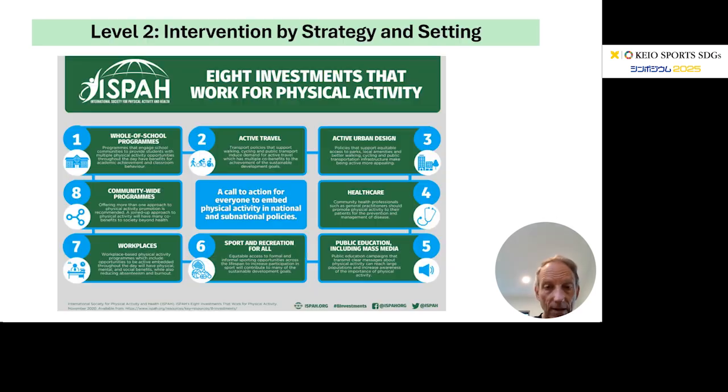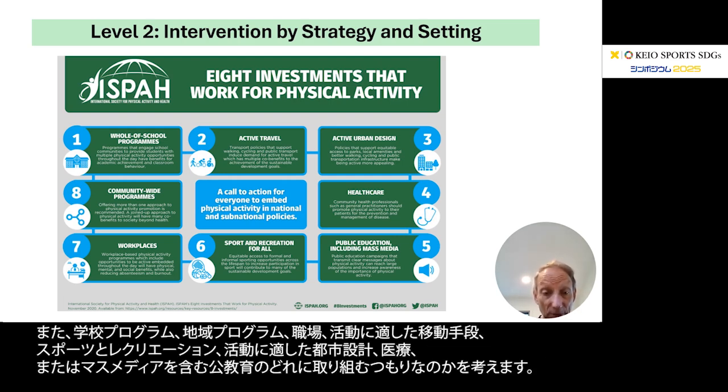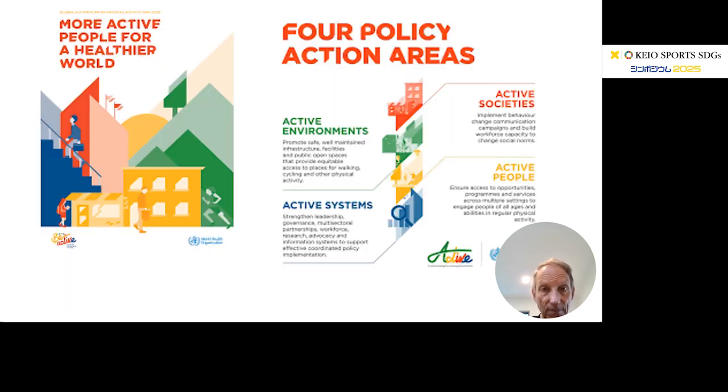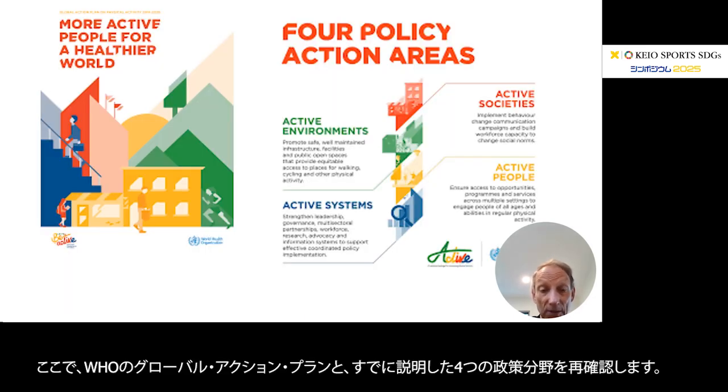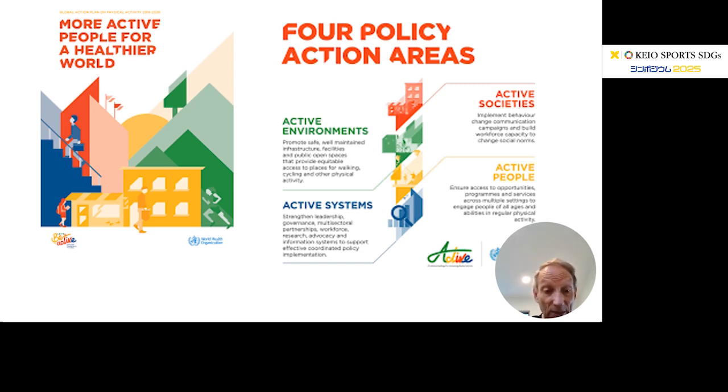We then look at the 8 best investments for physical activity, and think about which of these areas are important in our system and which are we going to work with. School programs, community programs, workplaces, active travel, sport and recreation, active urban design, healthcare, or public education, including mass media. We then remember the WHO Global Action Plan and the 4 policy areas that we have already discussed: active environments, active systems, active societies, and active people.